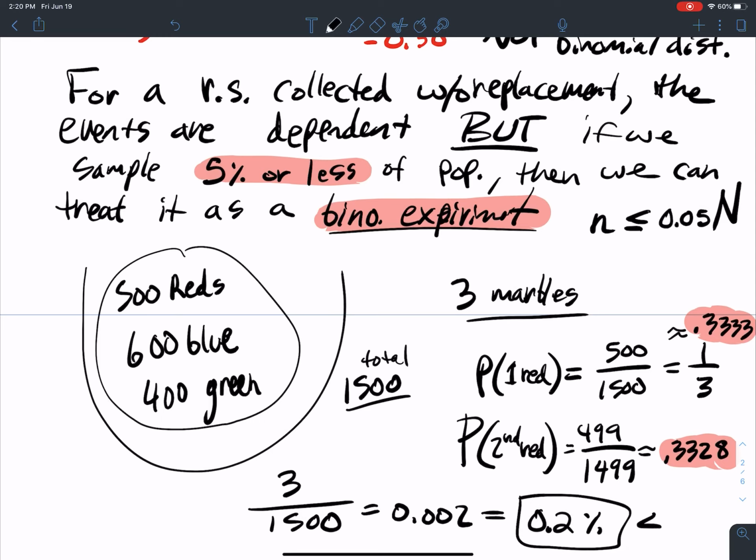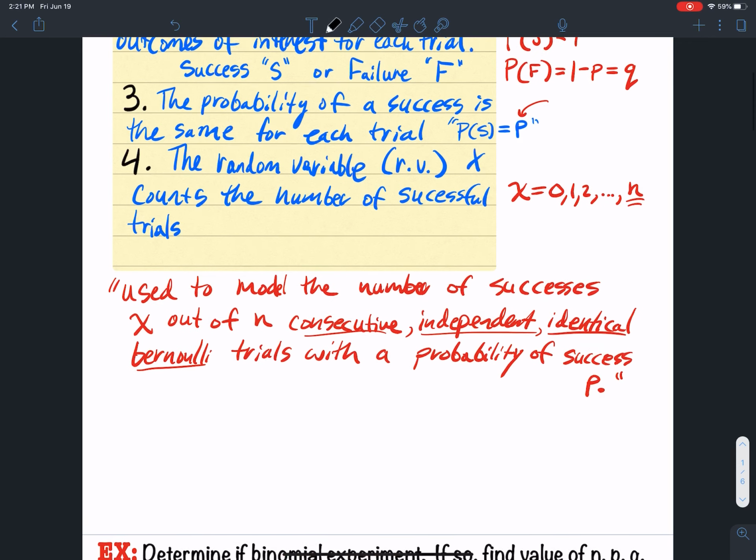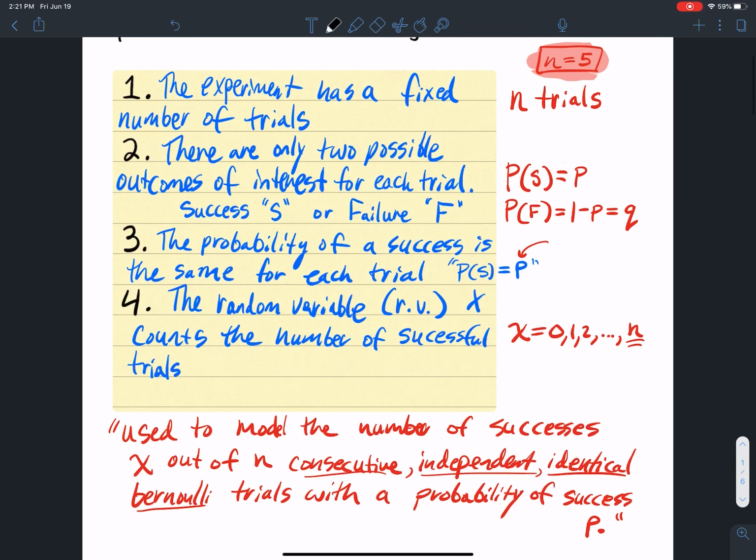Otherwise, anytime we draw without replacement, those are dependent events which change the probability on each draw. Okay, so little nuance there, but just stressing that so you can kind of really get down in the nitty gritty of the probability of success is the same for each trial.